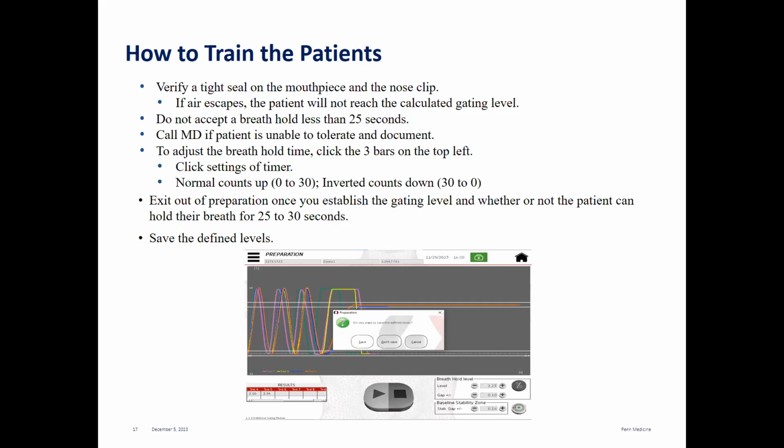If you do want to adjust the timer for, say, the person, because it defaults to 30 seconds of holding breath, so if they're only able to hold for that 25 seconds, you can go into settings and click timer and you can adjust it there. So once you establish their gating level and that they can hold for the 25 to 30 seconds, you're going to exit the preparation stage and you're going to save the defined levels. So once you click the home button, this box will pop up and you want to click save. And this will store their information.